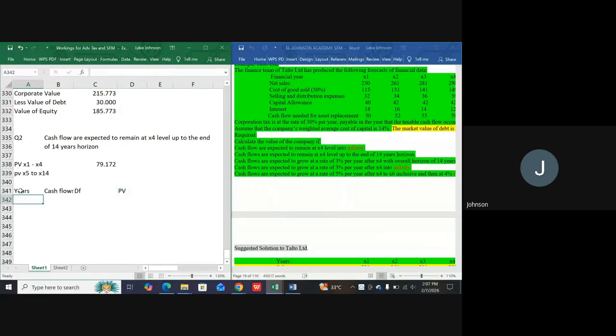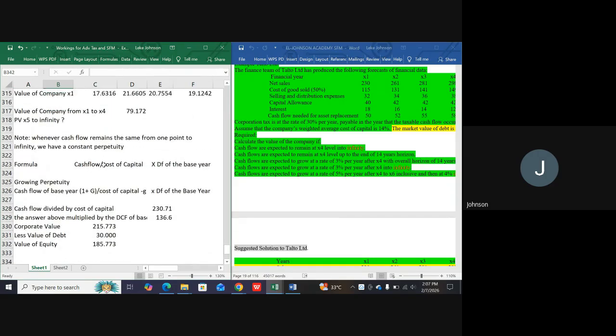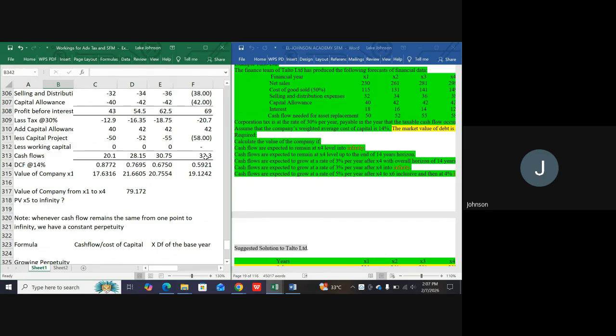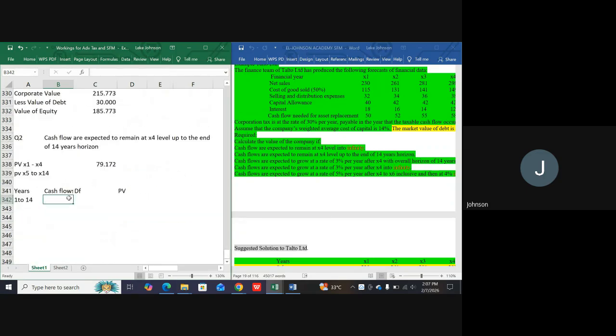So what is the year? First we're going to get year 1 to 14. We're going to get year 1 to 14 first. So what is our cash flow? Our cash flow that is remaining constant is 32.3. It's going to remain constant, right? Then we want to get the discount factor.